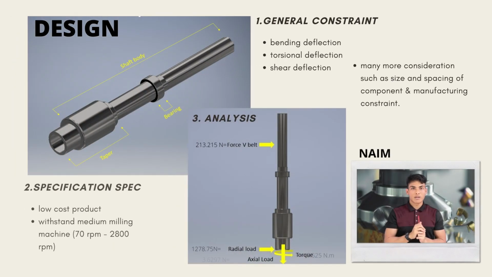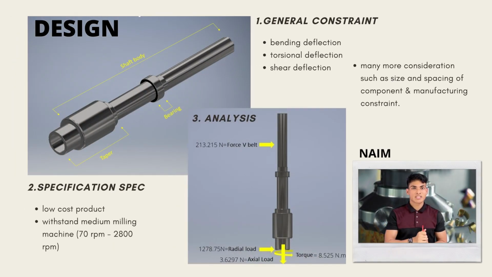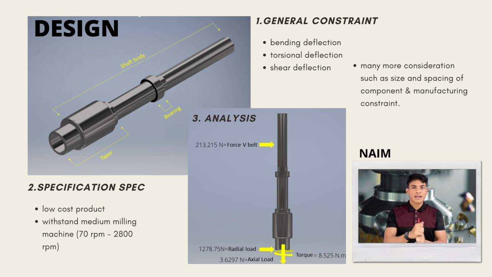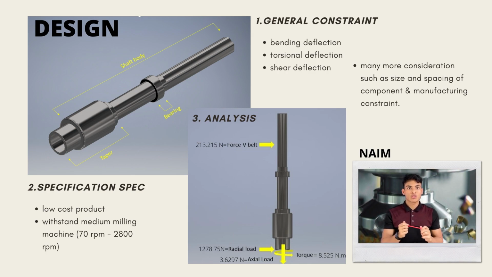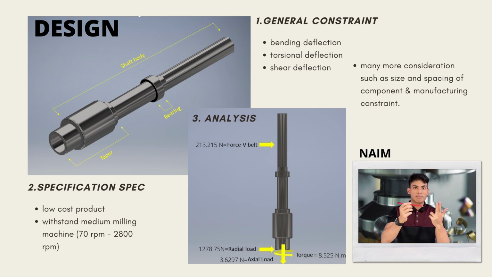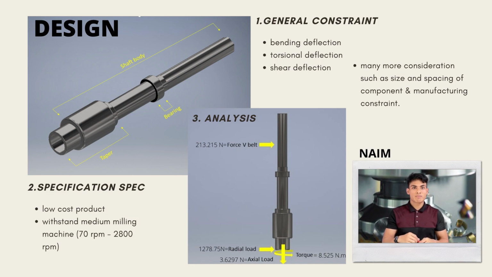Our designing part, we design our shaft based on 3 general constraints: bending deflection, torsional deflection, and shear deflection. Note that many more considerations can be taken, such as size and spacing of components and manufacturing considerations. We also want to make our shaft low cost but able to withstand medium use of milling. Note that shafts are made of 3 parts, which are the shaft body, bearing, and taper. All of these play their own important role in the spindle shaft.